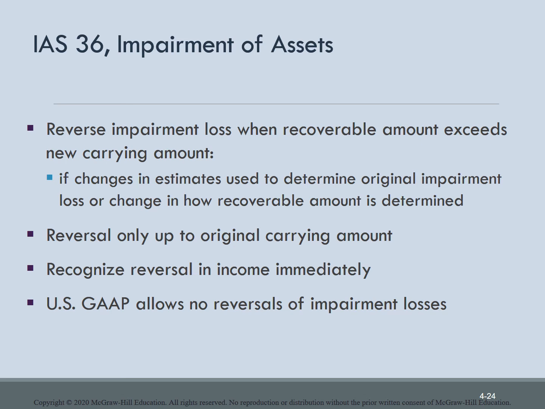All right, so under both IFRS and US GAAP, when you record an impairment loss, you're taking it to income in the period when you record that loss. Under IFRS, when you reverse the loss, you do the same thing. You recognize the reversal in income immediately. You're not going to be doing that under US GAAP because they do not allow for reversal of impairment losses.